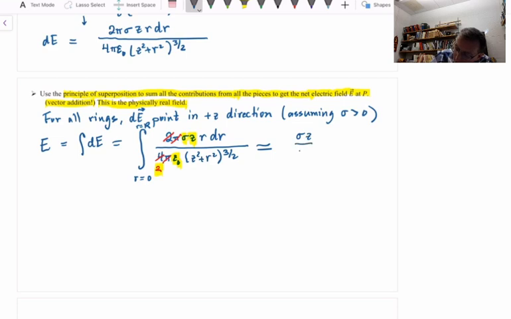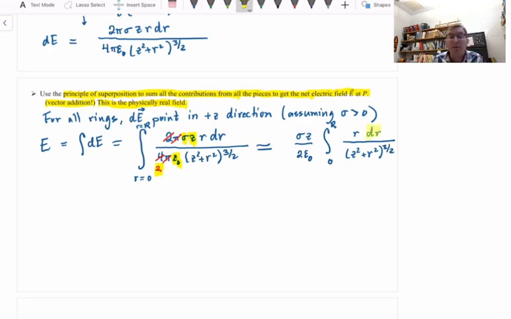Sigma z over 2 epsilon 0. Then I have the integral from 0 to big R of r dr over z squared plus r squared to the 3 halves. Note you can never bring the d blob out front of an integral. That's just nonsense talk. I can't bring this little r out front because different rings have different little r's. And I can't bring that denominator out front because it's got a little r in it. So that's the integral I have to do.